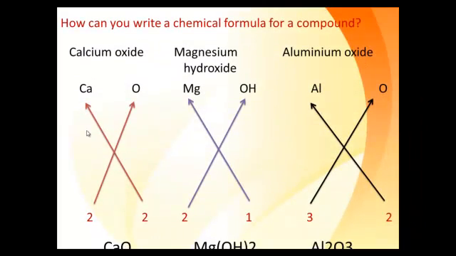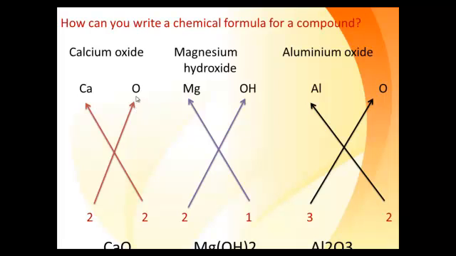Now we will learn how to write the chemical formula of a compound. Step 1. Write the name of the compound: calcium oxide. Step 2. Write the symbol of each element or atomic group under its name. The symbol of calcium is Ca. The symbol of oxide, meaning oxygen, is O.